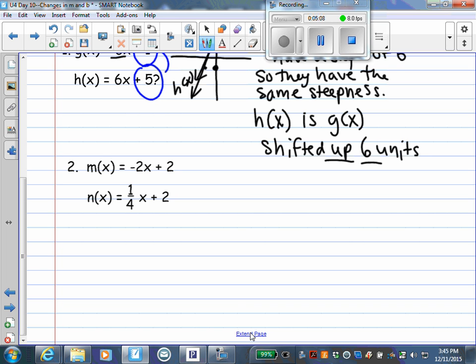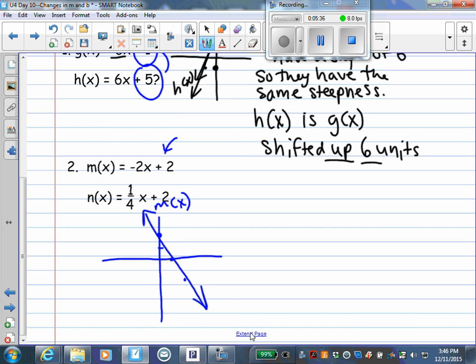So I'm going to do a quick sketch. M of x is starting at positive 2, so let's say that's like right here. And you can make a nice graph since you guys should be doing this on graph paper, so you can make one better than mine. So anyway, it starts at 0, 2, and it's going down 2 to the right 1. I'm going to say something like that. That is M of x.